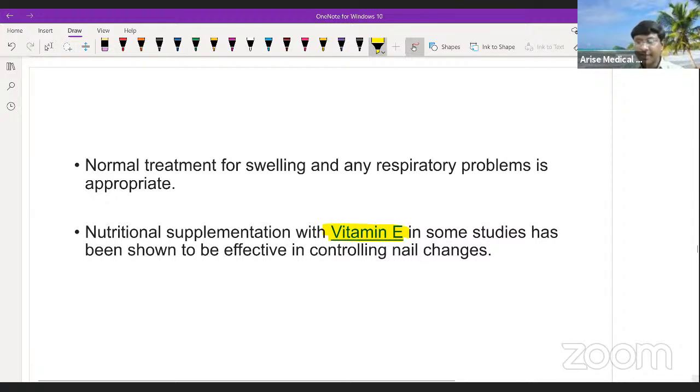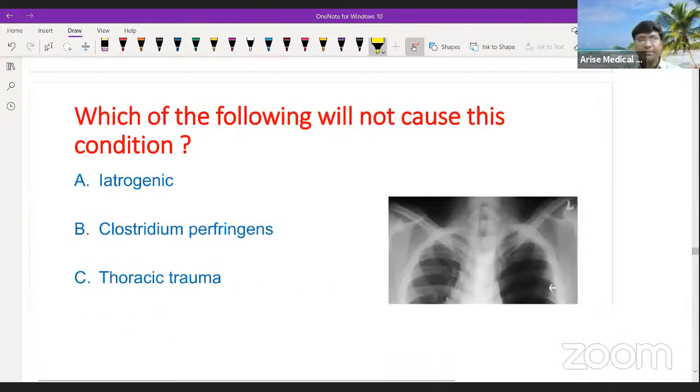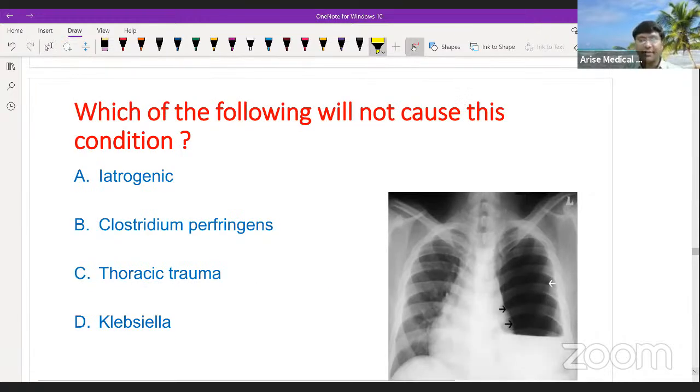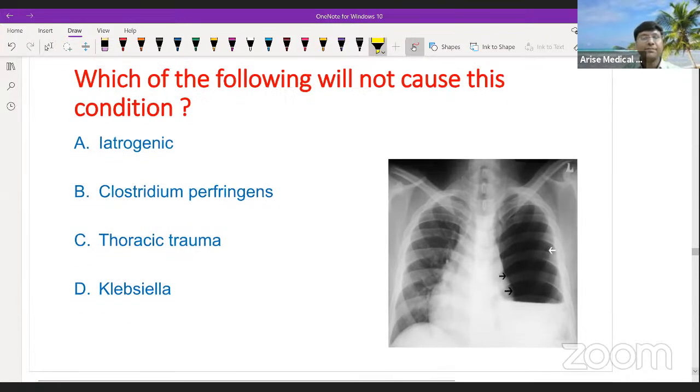You are right. Next. Now, this is another very important and very interesting question as well. Which of the following will not cause this condition? Iatrogenic, Clostridium perfringens, thoracic trauma, Klebsiella. Which of the following will not cause this condition?